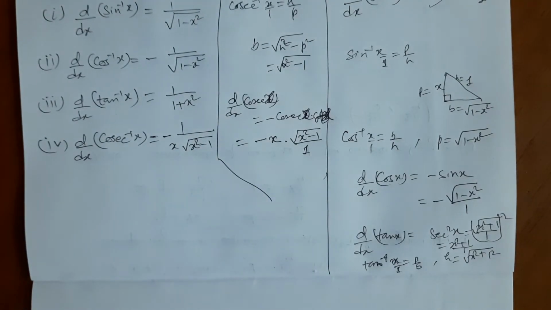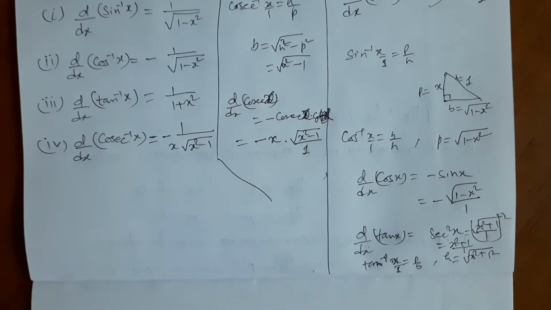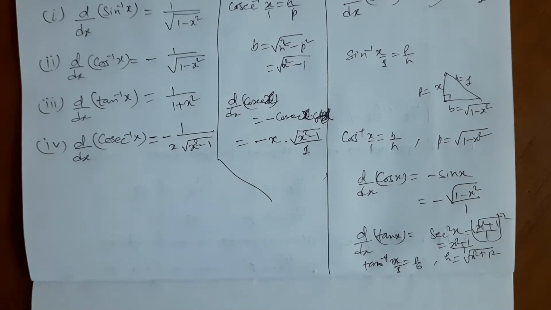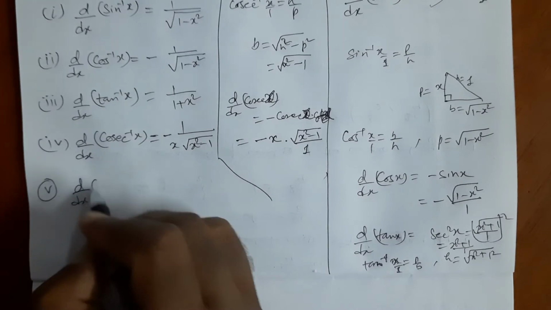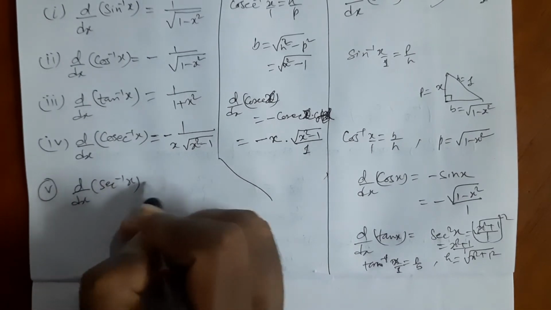Okay, in this way we have got the formula for the derivative of the inverse trigonometric functions, that is d y by dx of cosec inverse x, we have got it here, right? And the same procedure we can follow for d over dx of sec inverse x.